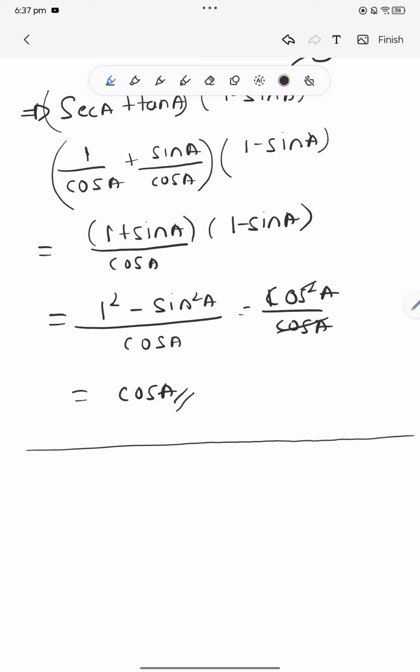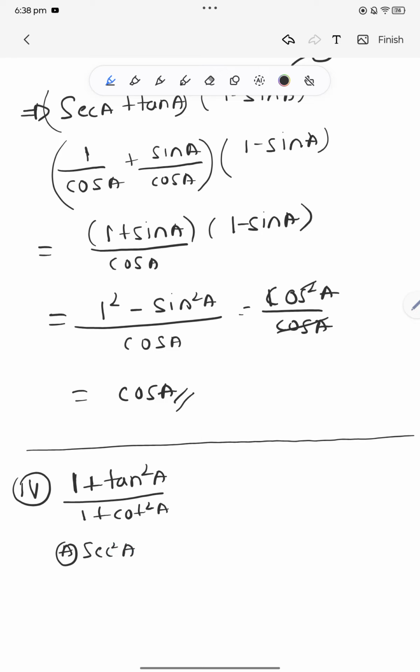Now let us solve one more, the last MCQ type question. These questions we can expect for 1 mark in the MCQ portion. 1 plus tan square A divided by 1 plus cot square A. Here the options are A, secant square A; B, minus 1; C, cot square A; option D, tan square A.